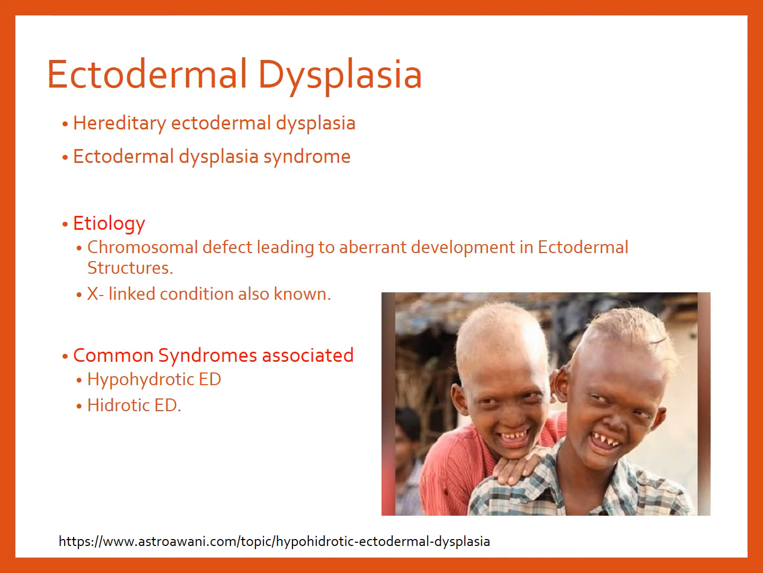There are two types, either the hereditary or the ectodermal dysplasia syndrome. The etiology is considered to be a chromosomal defect leading to aberrant development in the ectodermal structures. It's an X-linked condition, and common syndromes associated would be the hypohidrotic ectodermal dysplasia and hydrotic ectodermal dysplasia.